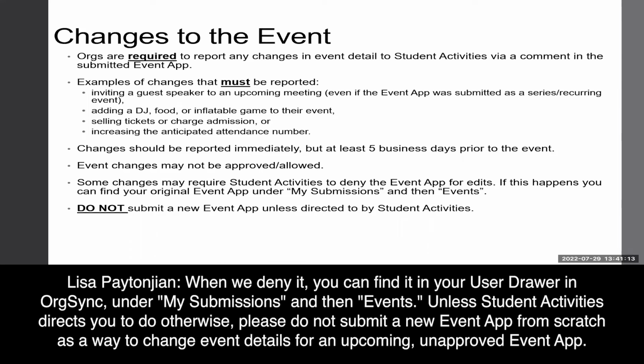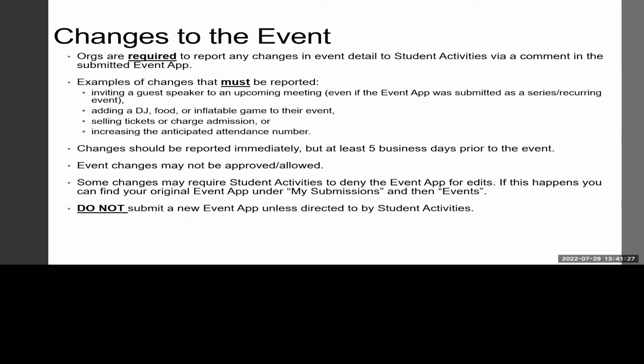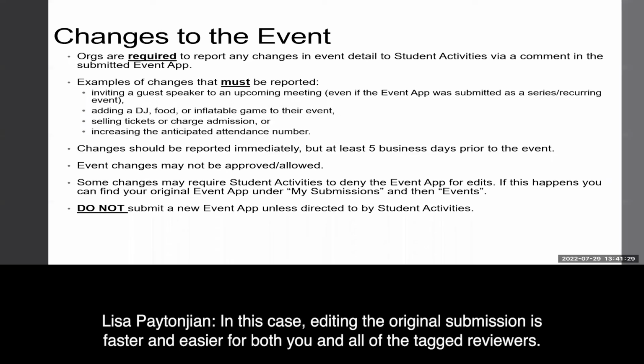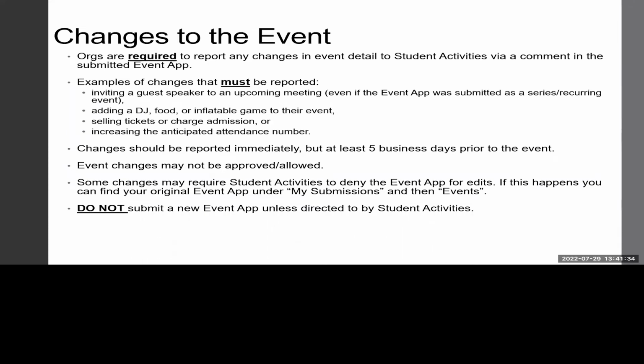When we deny it, you can find it in your user drawer in OrgSync under My Submissions and then Events. Unless Student Activities directs you to do otherwise, please do not submit a new event app from scratch as a way to change event details for an upcoming unapproved event app. In this case, editing the original submission is faster and easier for both you and all of the tagged reviewers.